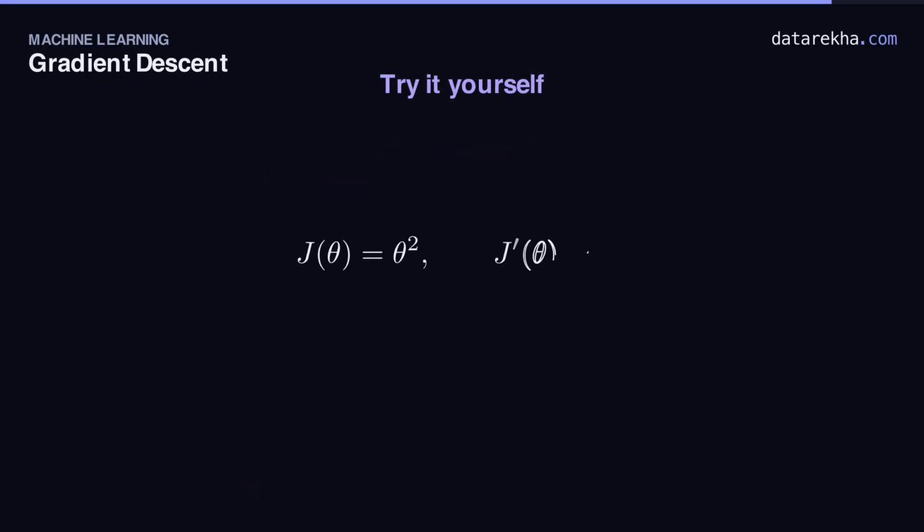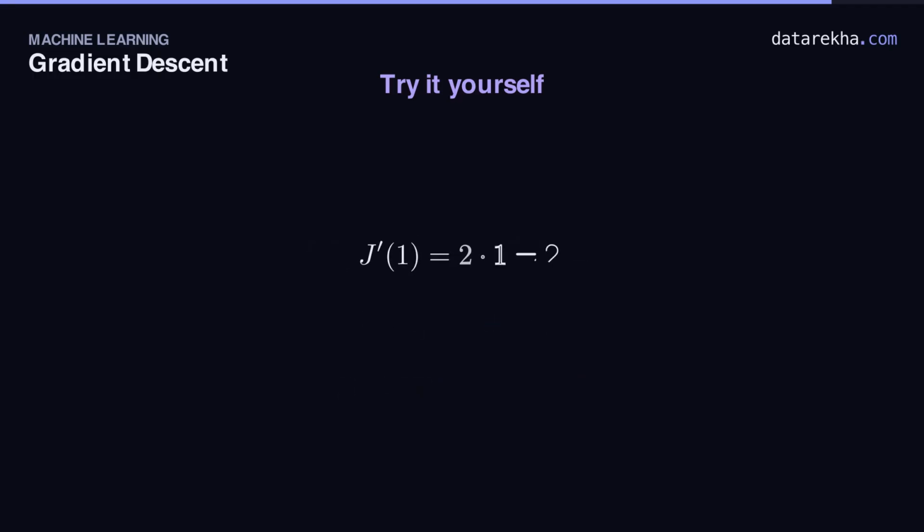Your turn, one clean step by hand. The loss is theta squared, so its slope is 2 theta. You start at theta equals 1, with a learning rate of 1/10. What is theta after a single gradient descent step? Pause, work it through, then let's compare.